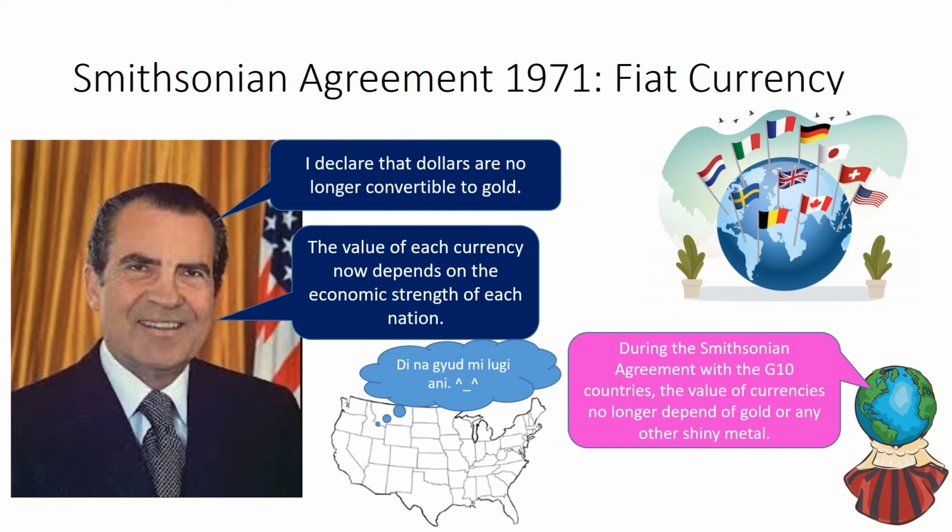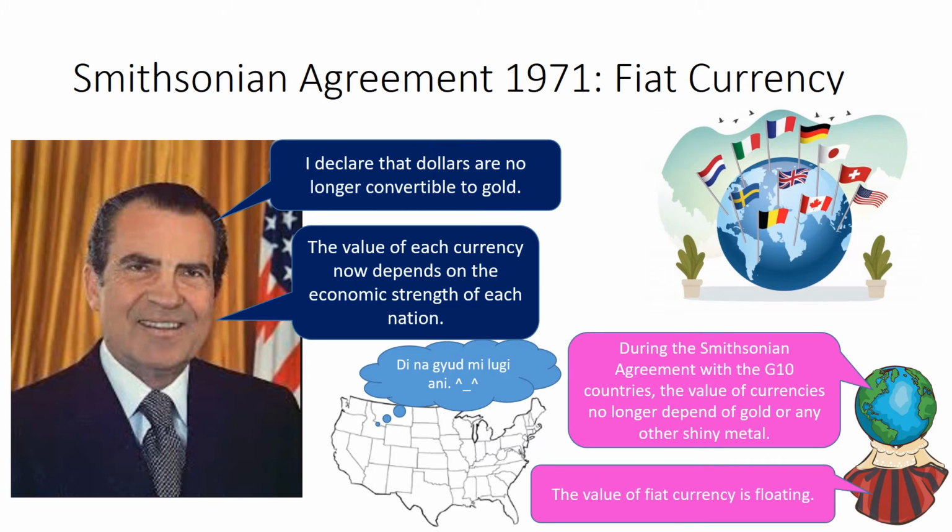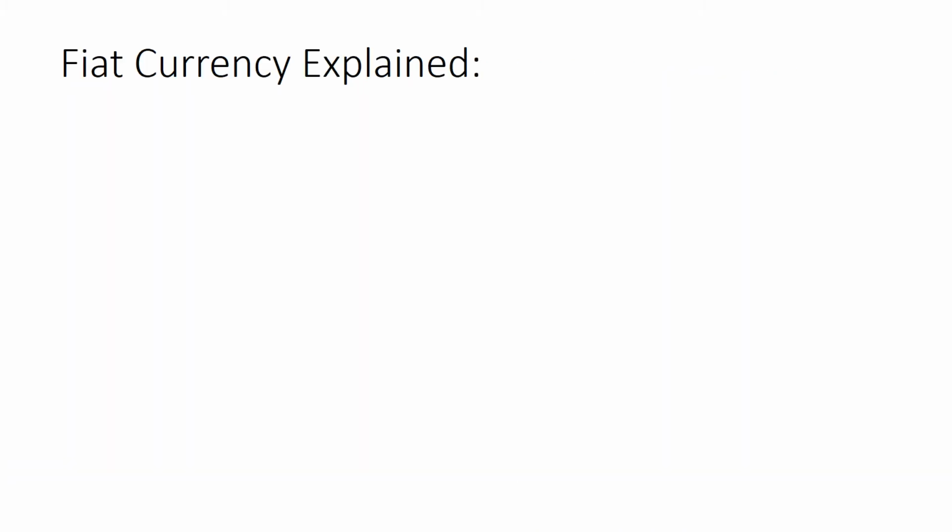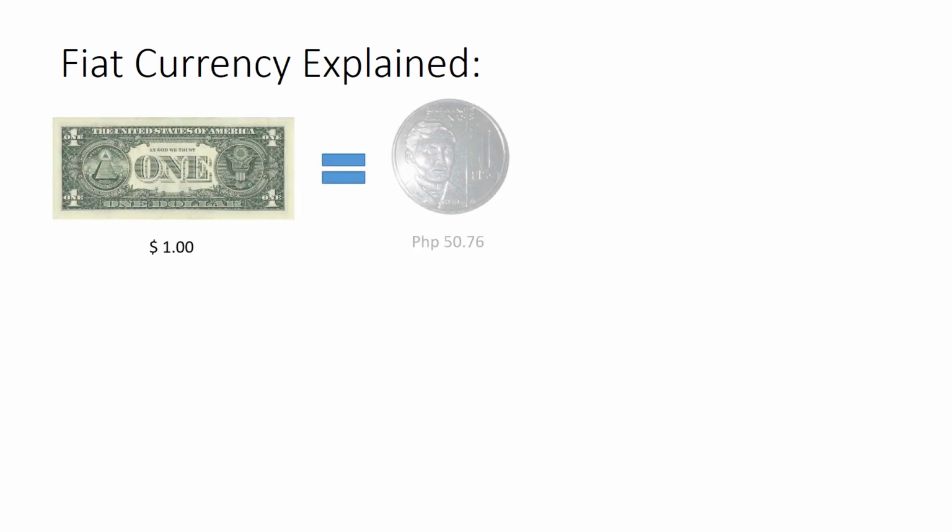Pero makagamay ang value sa dollar. Karon ilang i-declare after the fiat currency agreement that every currency in the world is now floating. Mag-usab-usab ang value sa currency, depende kung unsa ka-strong ang iyang economy. Let's explain the fiat currency, how it works. Let's say $1 equals 50.76 pesos.